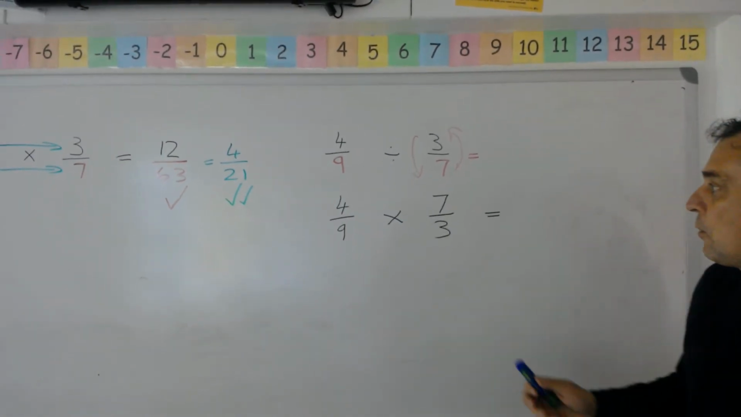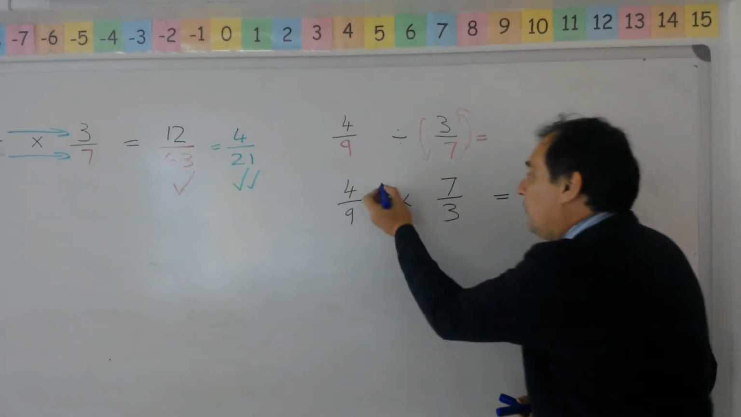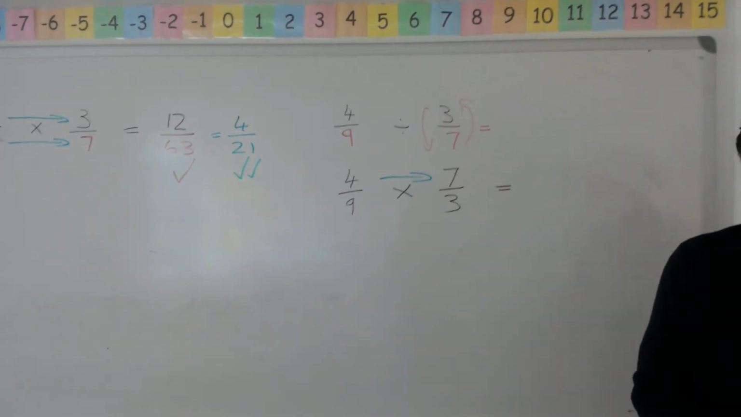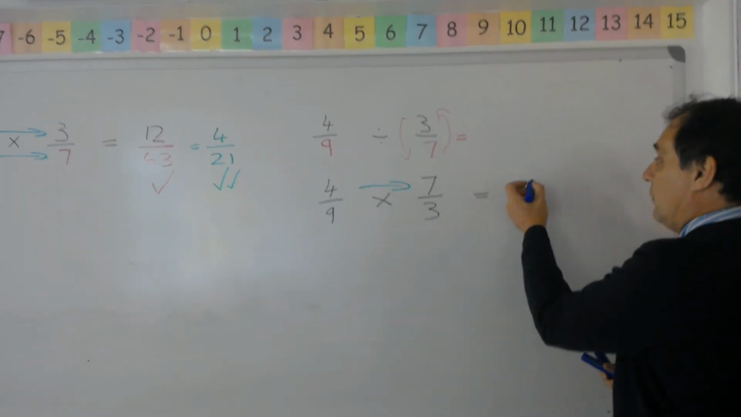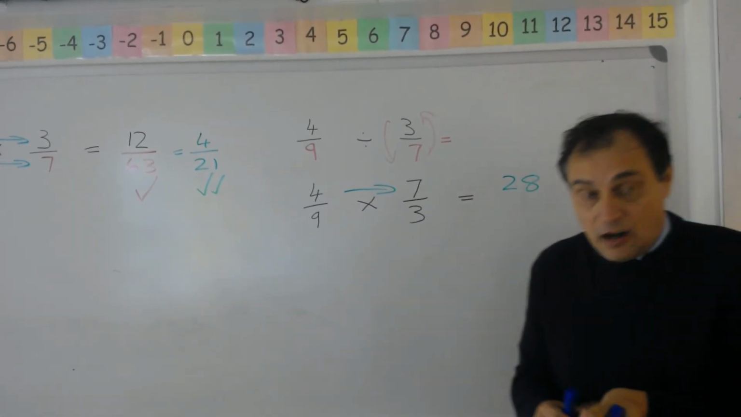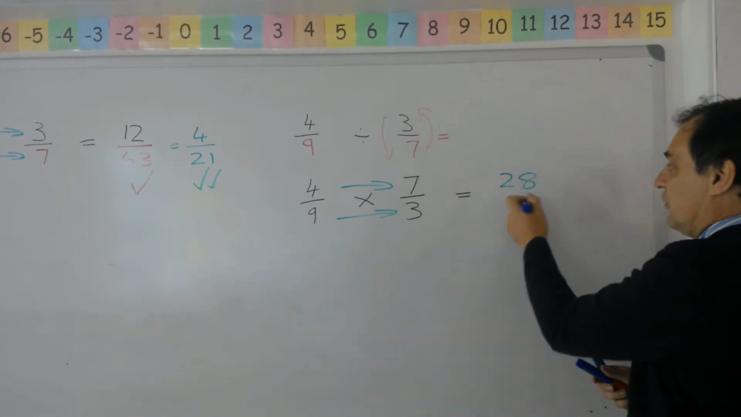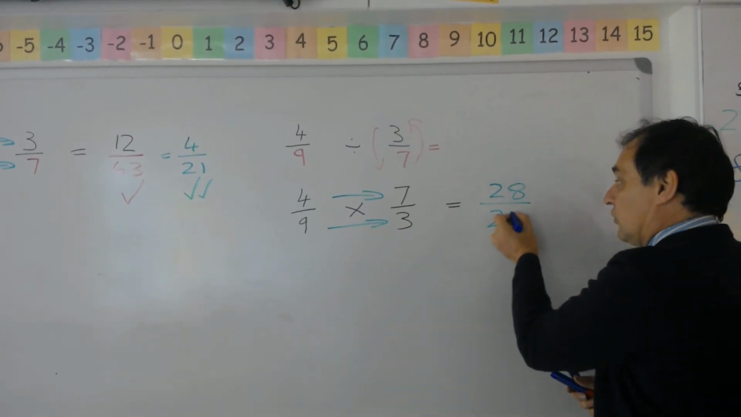So who can remember what we do here? Excellent. Right, so what we do is we times the two numerators together. So 4 times 7 gives me 28. And then we times our two denominators across together. So 9 times 3 gives us 27.